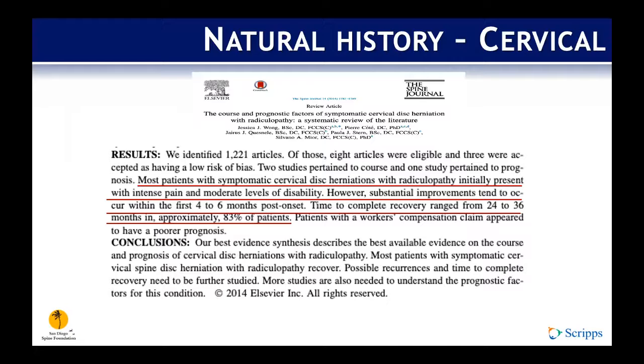And this is a systematic review that was published relatively recently, looking at the prognosis of cervical disc herniation with radiculopathy. Their conclusions were that substantial improvements tend to occur within 4 to 6 months of onset. And time to complete recovery was 2 to 3 years, and it happened in approximately 83% of patients.